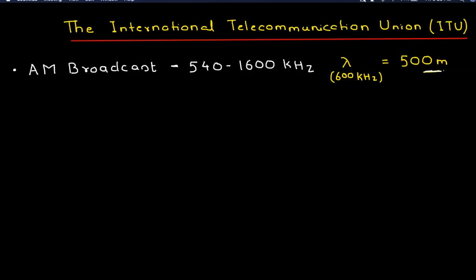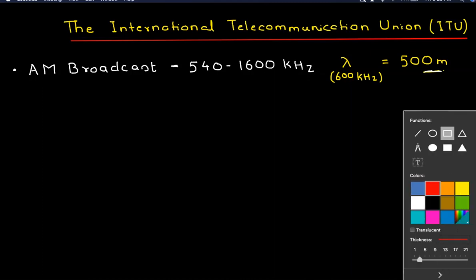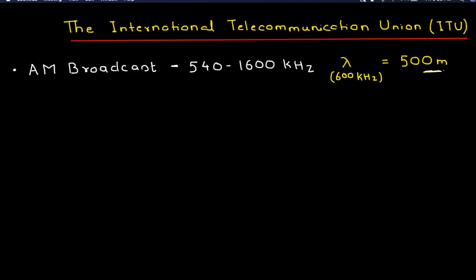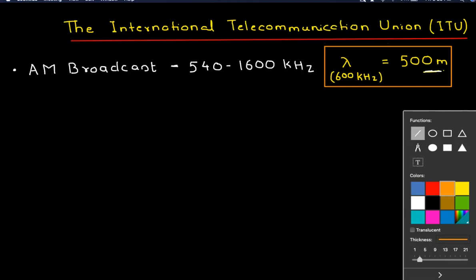So imagine 125 meters size of the antenna. It will be a huge antenna, so it is practically impossible to have this much size. So that is one of the reasons why the message signal's frequency is increased by doing modulation. You modulate it, increase its frequency.